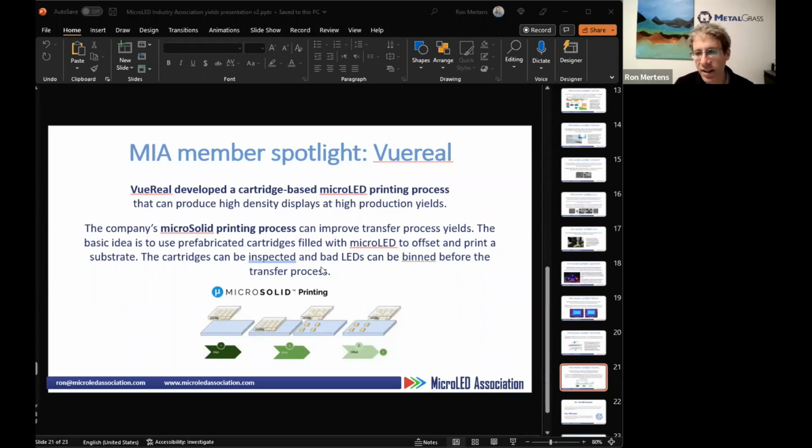This kind of technology has a lot of advantages. One of them is that it is possible to inspect and remove LEDs from the cartridge. So following your LED production process, you can move everything to this cartridge, inspect it, and remove bad LEDs quite easily. Then the printing process starts with 100% working LEDs, and obviously this is great for the yield. So that's the ViewReal technology.